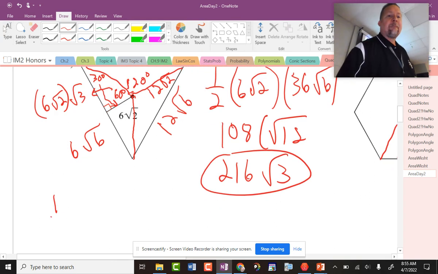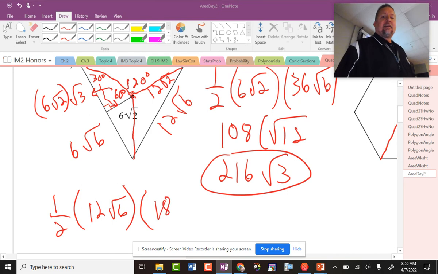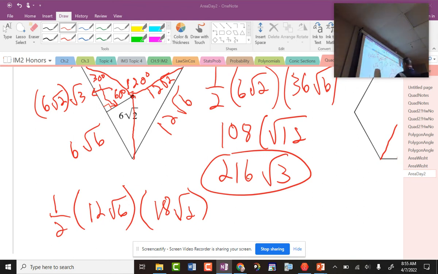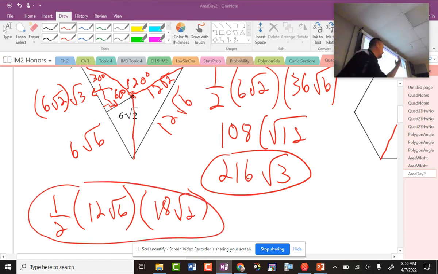So a half, the base is 12 root 6. And now the height is 18 root 2. Wait a minute, does that give me the same answer? You can actually see that it does. Take 2 away from 12. 2 times 18 is 36. That would be 6. You would still have root 6 times root 2, and you'd still have a half. So this actually, half base times height, would also work. I did want to show that.